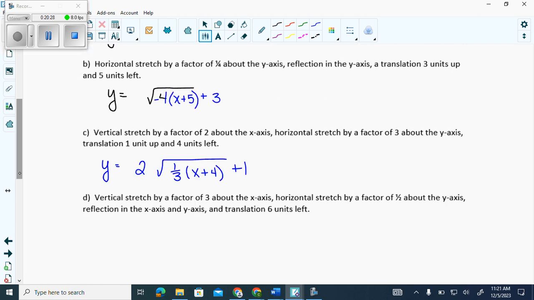And then here we have a vertical stretch factor of 3 about the x-axis, horizontal stretch by a factor of a half about the y-axis, reflection in the x-axis, and reflection in the y-axis, and a translation 6 left.